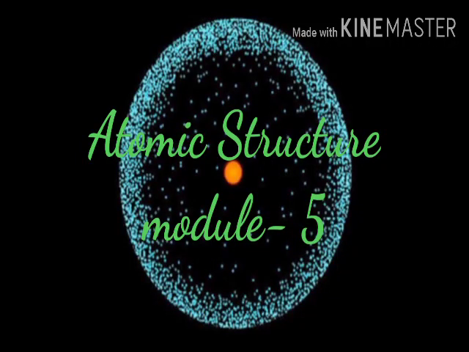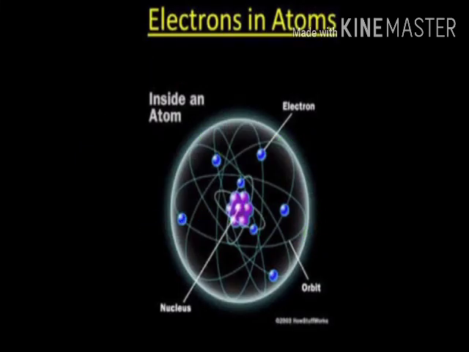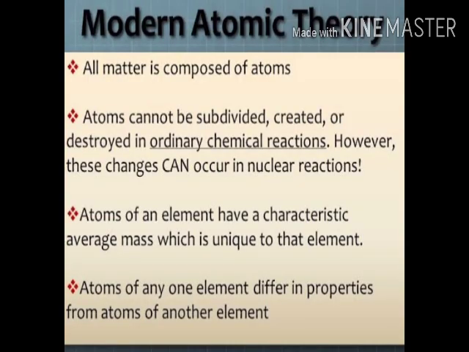Hello students, let us continue atomic structure. In this part we are going to discuss the structure of atom and valencies. As you can see, the three-dimensional structure of an atom, a bunch of protons and neutrons in the center in purple, and in blue you can see electrons revolving around the nucleus in the fixed orbits.